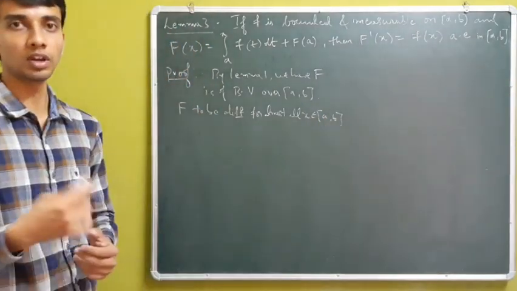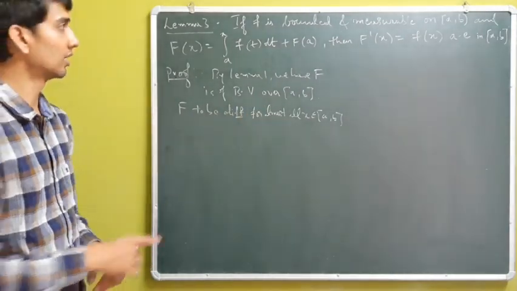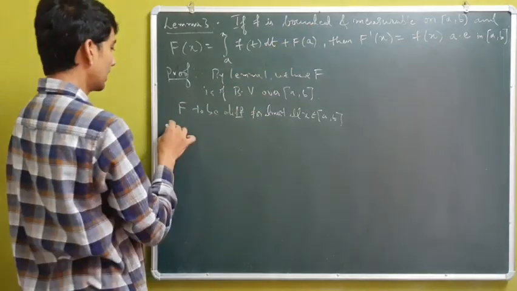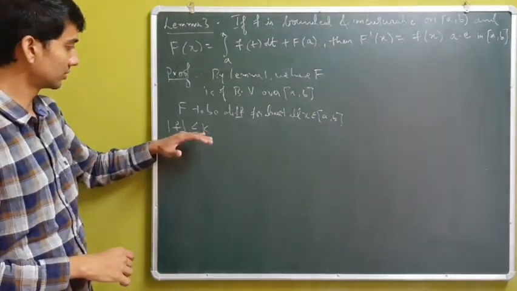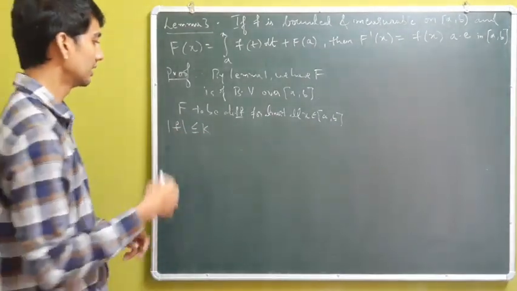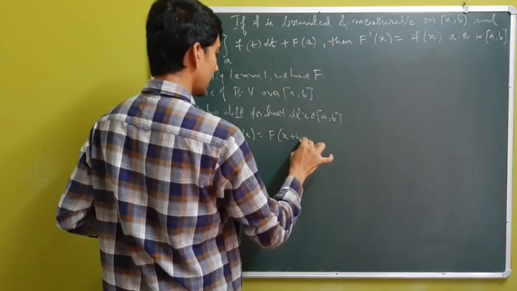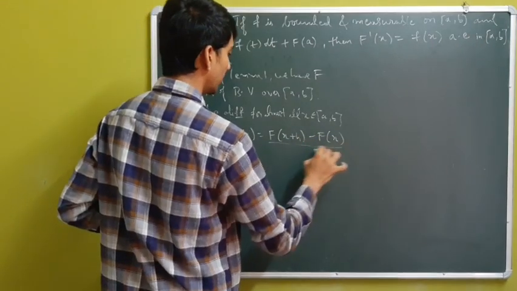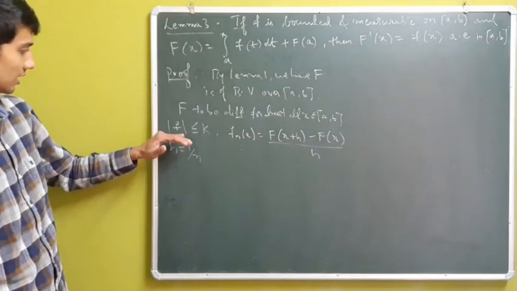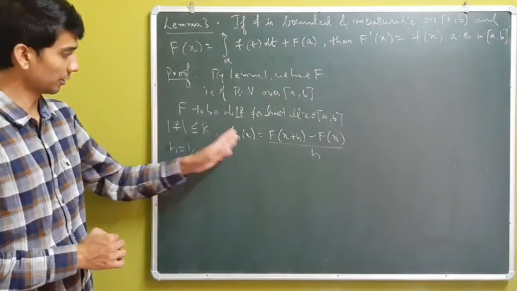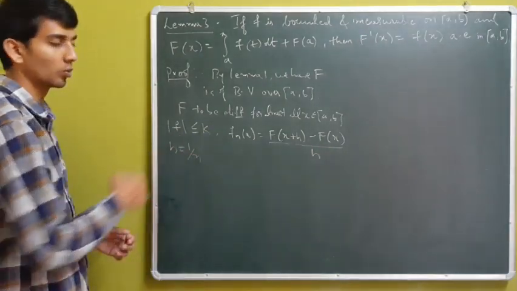So we have f to be of bounded variation, and that implies f is differentiable for almost all x in the interval. And given that f is bounded, let f be bounded by k. Then I define fn of x to be (f of x plus h minus f of x) by h, where h is 1 by n.